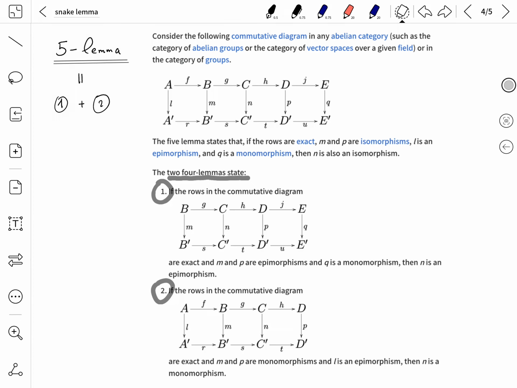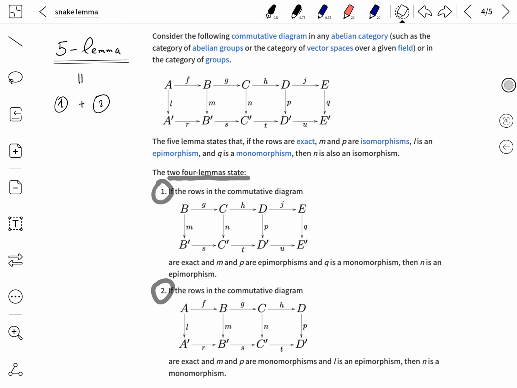Following that snake lemma, let's introduce another famous lemma called the 5 lemma. This 5 lemma is stated as follows. There are 5 columns, 2 rows. Consider the following commutative diagram in an abelian category.